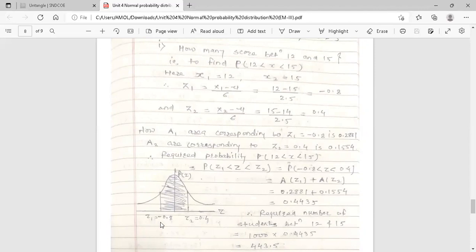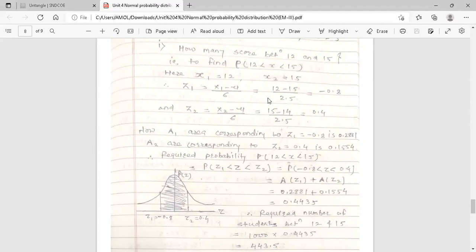So you draw the diagram here, the normal curve. See, z1 is negative, minus 0.8, so it lies on the left side of the normal curve, and z2 is equal to 0.4, it is positive, so it lies on the right side of the normal curve. Now we want the area between z1 and z2, because we want the probability between z1 and z2. One is negative and lies on the left side, one is positive and lies on the right side. So the area between these two is the addition of area of Z1 plus area of Z2. This is the formula. And what is the area of Z1 and the area of Z2? You can find them from the normal distribution table.